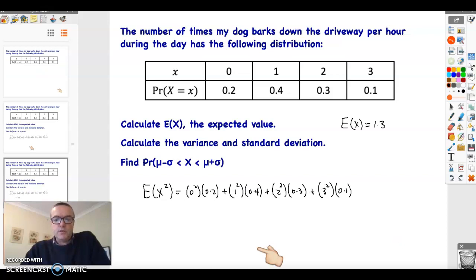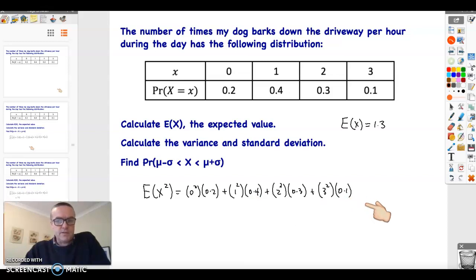So let's move on to calculating the variance. You can see here I've started to calculate the expected value of x squared. So it's simply the square of each of the x values. So you can see 0 squared, 1 squared, 2 squared, 3 squared, multiplied by the respective probability for that value of x. So 0.2, 0.4, 0.3 and 1.